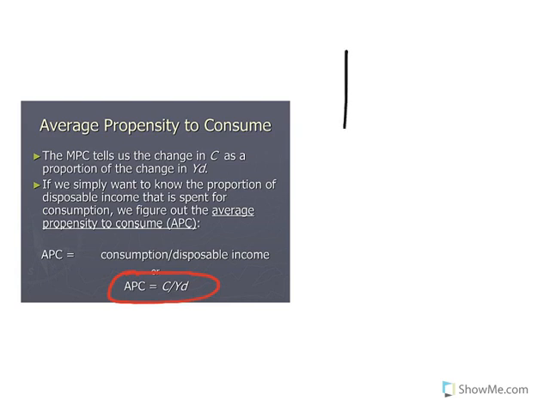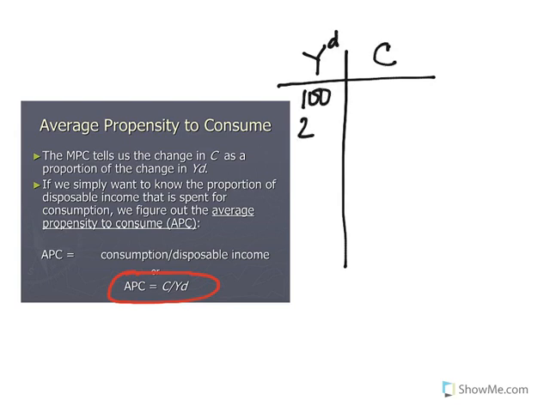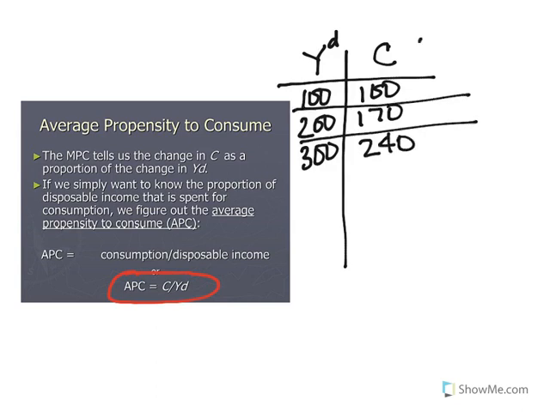So again, I can go back and start out with that same information that we had on the previous slides, which looked something like this. And then I can calculate from that what my average propensity to consume is, just by taking the averages. And so in this case, the numbers aren't going to remain constant.